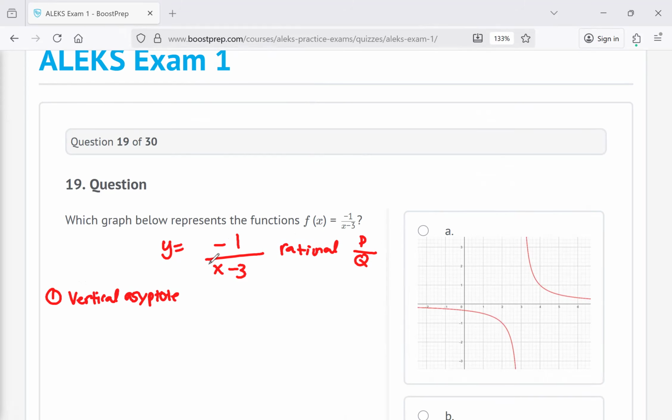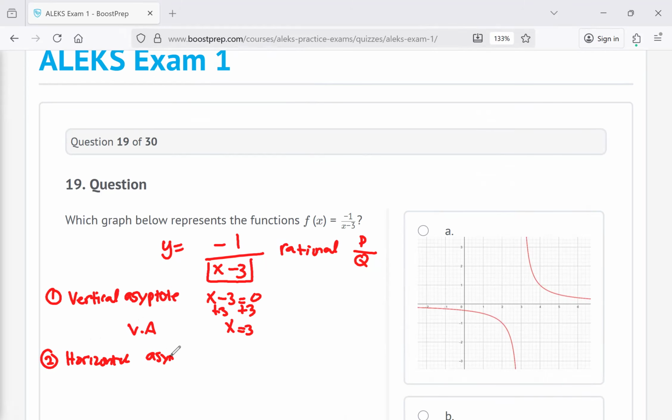So how do you find the vertical? You simply set the bottom to 0 and solve for x. So my bottom is x minus 3. Set that to 0, and you get x equals 3. So we have a vertical asymptote, or a VA, as x equals 3. The other thing you need to do is find the horizontal asymptote.